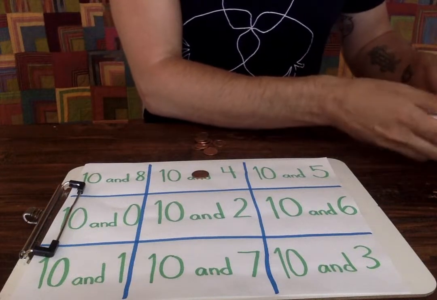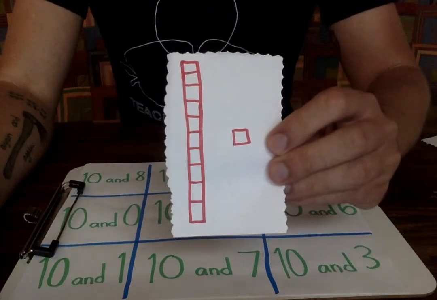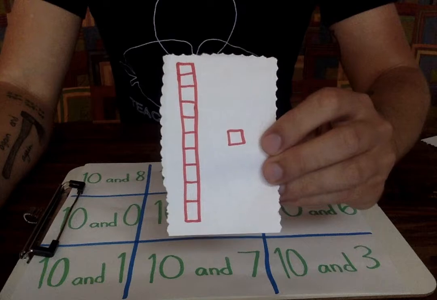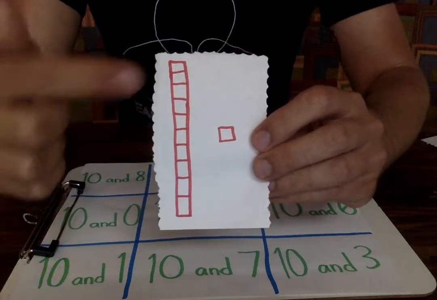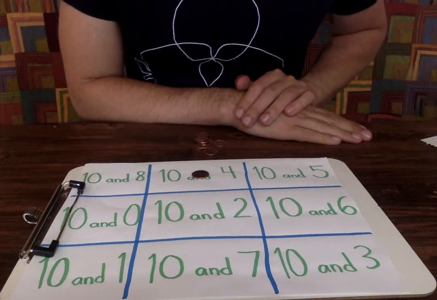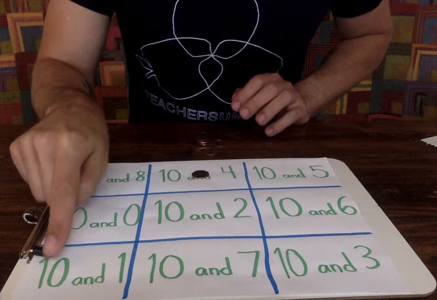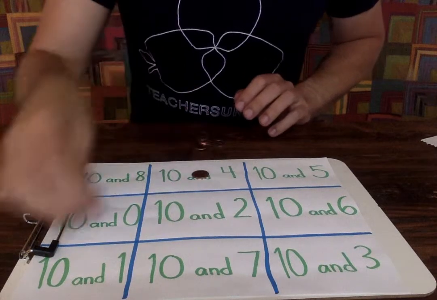It's always important to scramble up your cards so you can't see. And what do we have here? Take a moment and try to figure it out. I do see a 10 group, and I see 1 leftover. So we can call this 10 and 1. Try to locate that on your board. 10 and 1. Ooh, I see it. So I'm going to use one of my counters to cover that up.